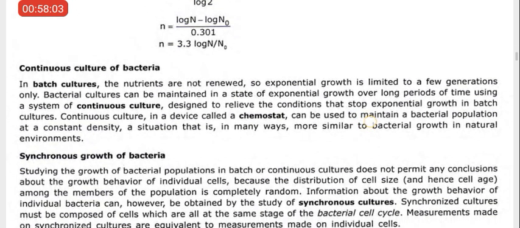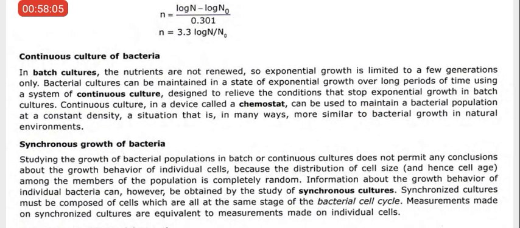Continuous culture of bacteria. In batch culture, the nutrients are not renewed, so exponential growth is limited to a few generations only. Bacterial cultures can be maintained in a state of exponential growth over long periods of time using a system of continuous culture designed to relieve the conditions that stop exponential growth in batch cultures. Continuous culture in a device called a chemostat can be used to maintain a bacterial population at a constant density, a situation that is in many ways more similar to bacterial growth in natural environment.